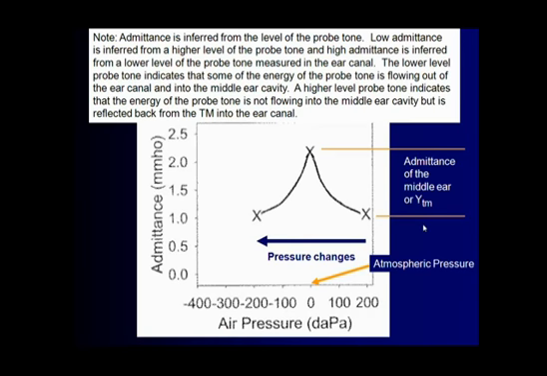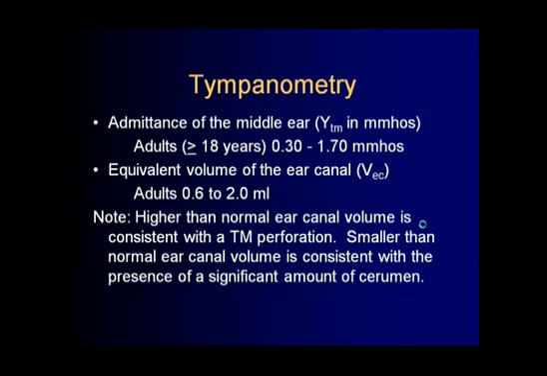Admittance is inferred from the level of the probe tone. Low admittance is inferred from a higher level of the probe tone, and high admittance is inferred from a lower level of the probe tone measured in the ear canal. The lower level probe tone indicates that some of the energy of the probe tone is flowing out of the ear canal and into the middle ear. A higher level probe tone indicates that the energy of the probe tone is not flowing into the middle ear cavity, but is reflected back from the TM, or eardrum, or tympanic membrane, into the ear canal.